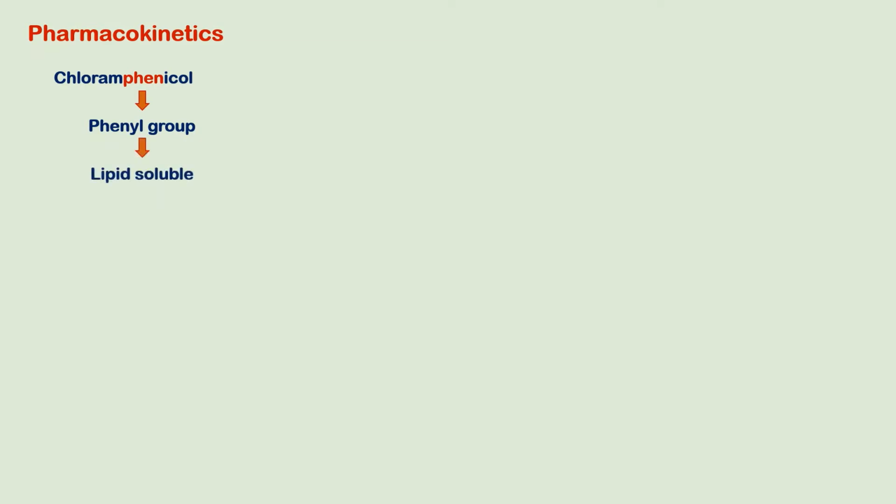Now let's see the pharmacokinetics of chloramphenicol. In the very name we see this phen, that means it has a phenyl group. Now this phenyl group, we know it's lipid soluble. So remember, it will have all the properties of lipid soluble drugs. That is, it can be used orally.